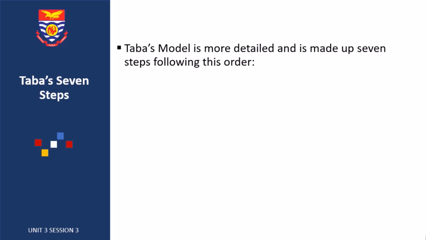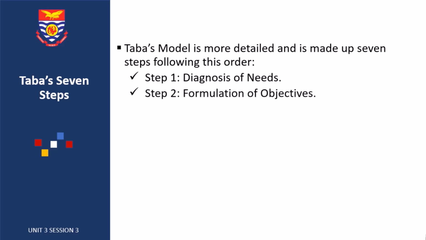Now let's look at Taba's 7 steps. Taba's model, because it is made up of 7 phases, is more detailed, and the steps follow an order. Note that the manner in which the steps will be given shows an order of the phases. The first step, or the first phase of Taba's model, is the diagnosis of needs. The second step is the formulation of objectives. The third phase, or the third step, talks about selection of content.